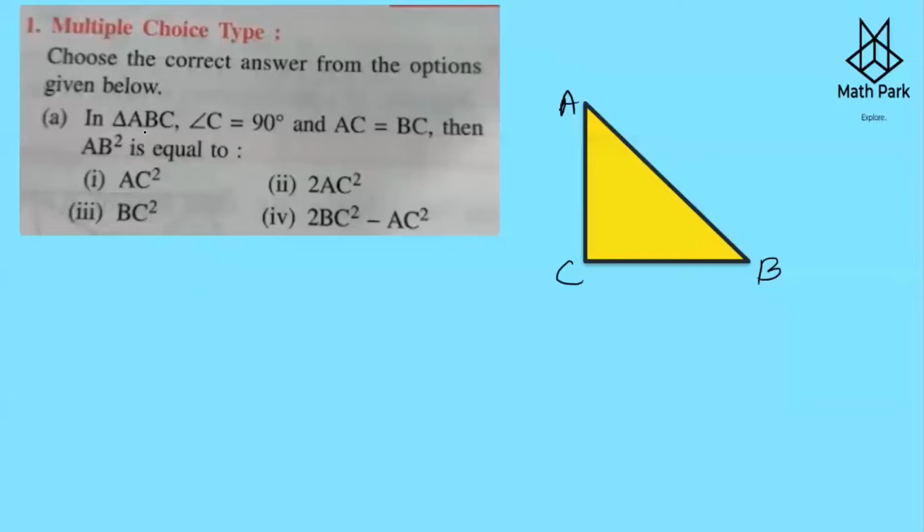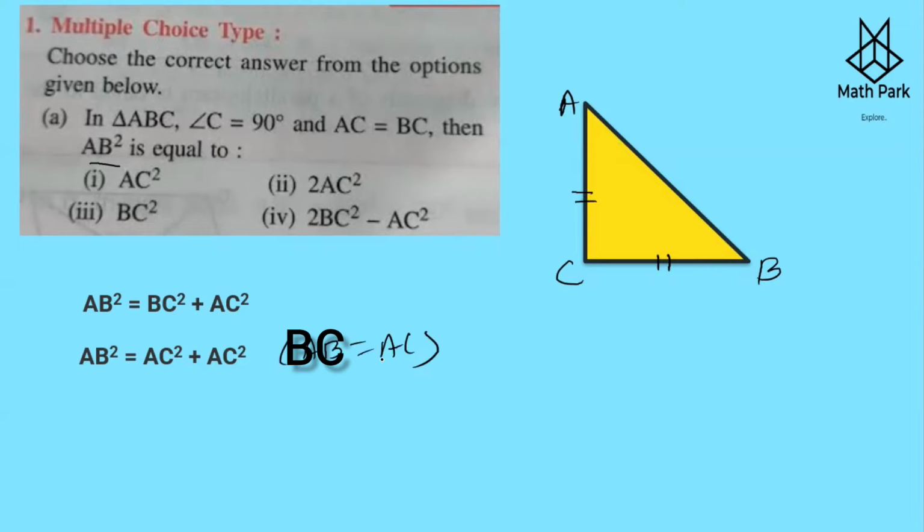So you are given a triangle ABC where angle C is 90 degrees and AC and BC are two equal sides. So it is an isosceles right triangle. Then AB square is equal to which of these options? Now we know the Pythagoras theorem. So we have AB square is equal to AC square plus BC square. Now since AC and BC are equal, AC square plus AC square is 2AC square. So our correct option is 2AC square. Got it? Had it been BC square here, I would have taken 2BC square.